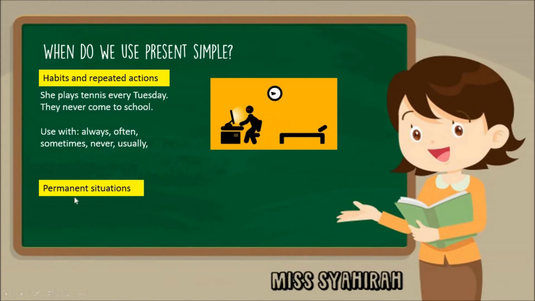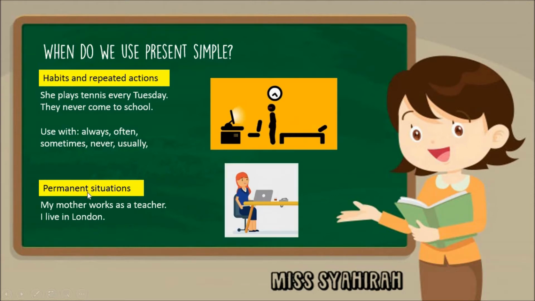Okay, number 2, permanent situations. So, situasi yang kekal. Just now, repeated actions yang berulang, yang selalu buat. Permanent, kekal. My mother works as a teacher. I live in London. Okay, so this is for permanent situation. Memang itu yang berlaku lah at that moment. Okay?